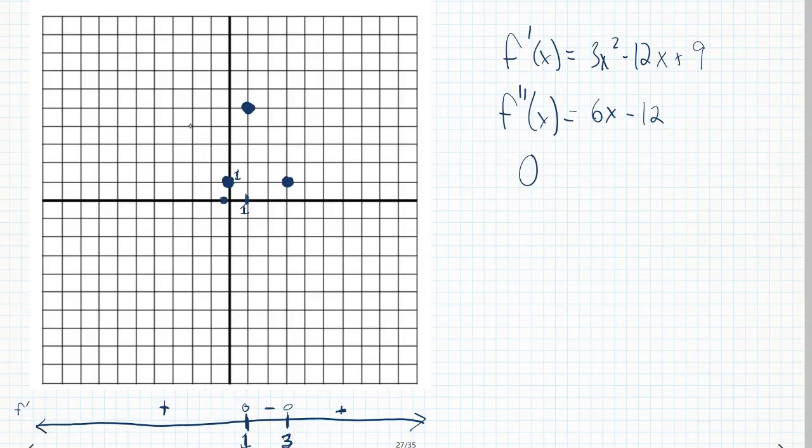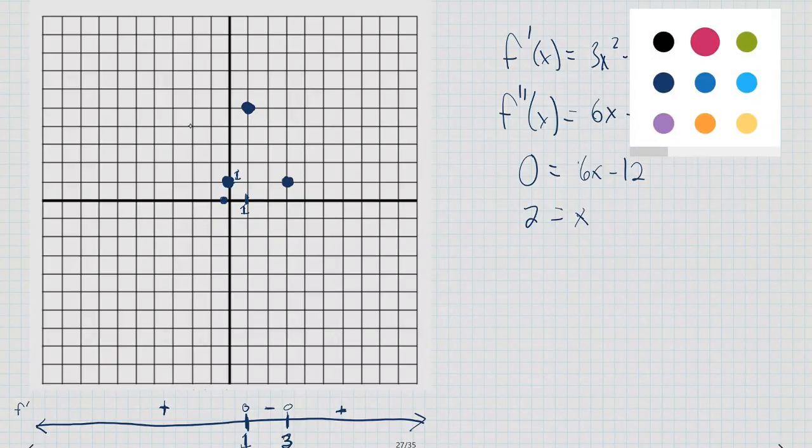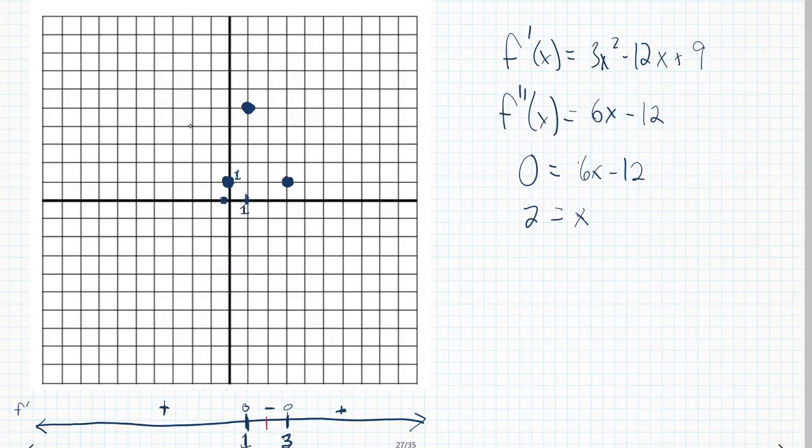So that means when we set this equal to 0, in this case it would be 0 equals 6x minus 12. So x, you can add the 12 over to the other side and divide by 6, so x equals 2. So that means when we're looking at the graph, I'll put this in pink. Got 2 going smack dab in the middle.